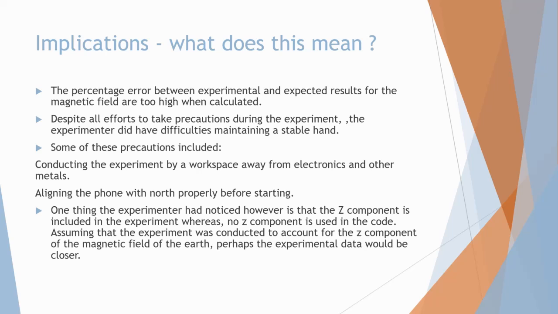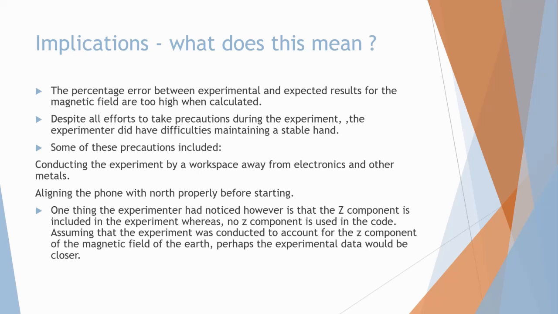So what does this mean? The percentage error between the experimental and expected results for the magnetic field is too high when calculated. Despite efforts to take precautions, the experimenter did have difficulties maintaining a stable hand. Some of these precautions included conducting the experiments at a workplace away from electronics, as well as aligning the phone with north properly before starting.